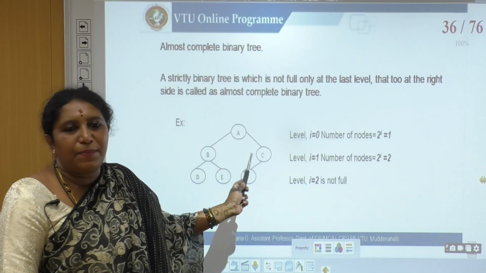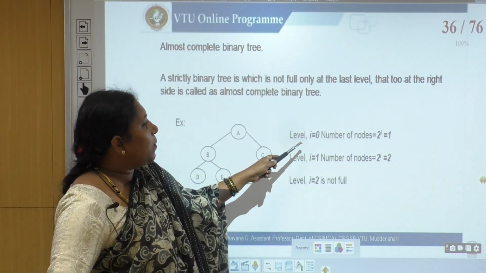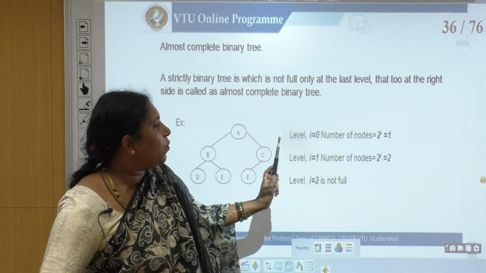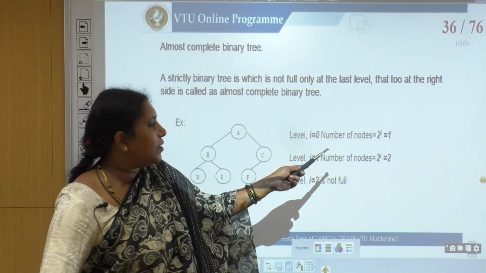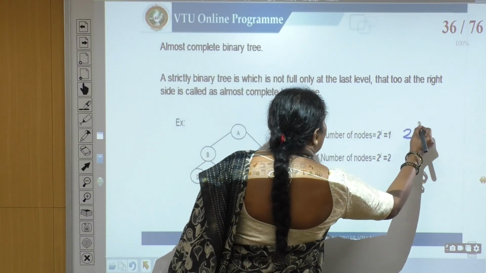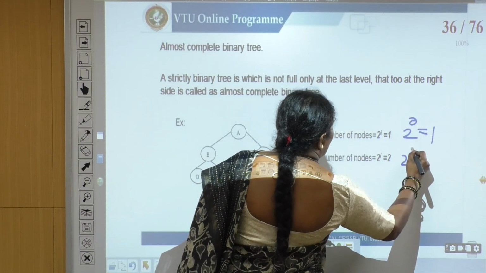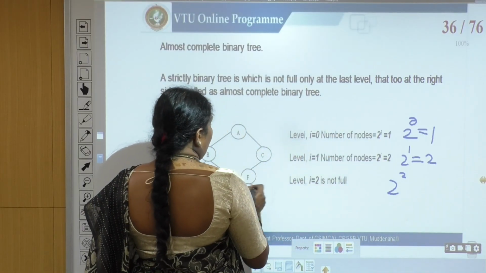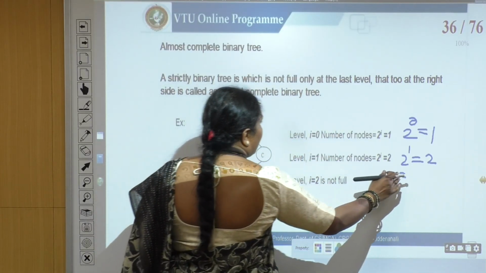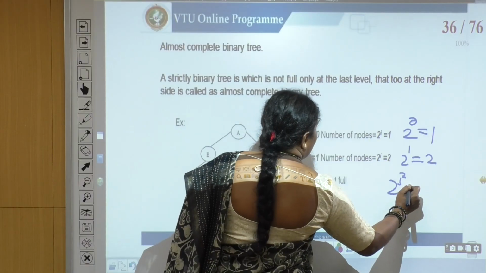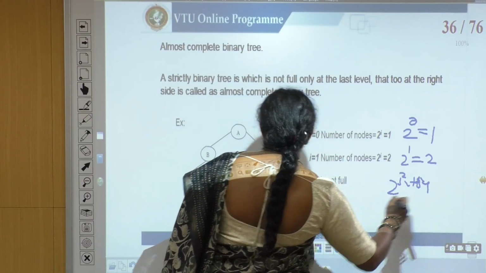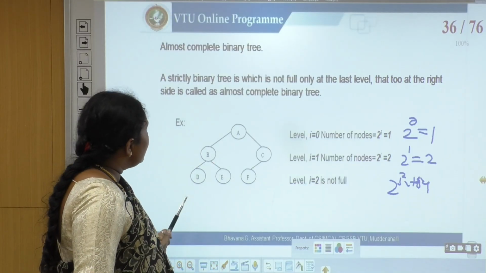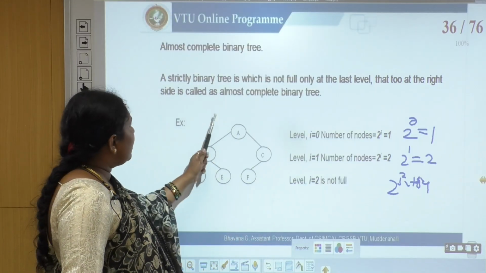They have taken one simple example here. Level i is equal to 0, the number of nodes is equal to 2 raised to the power of 0, that is equal to 1. 2 raised to 1 is equal to 2. See, it is not full, so you do not have 4 elements here, so this cannot be satisfied. Okay, that is what they are telling. This is a strictly binary tree or almost complete binary tree, so the last level need not be full.